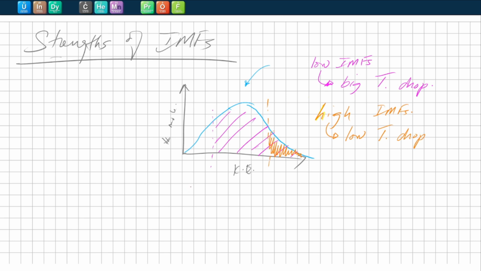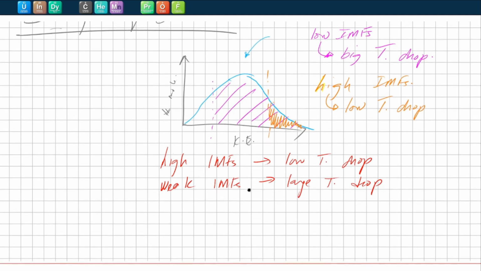All this is to say, to summarize, for molecules as they vaporize, if they have strong intermolecular forces, it'll lead to a low temperature drop as they vaporize, whereas a weak intermolecular forces liquid will result in a large temperature drop. So that's the principle that we're going to use in this week's experiment to study the strength of the intermolecular forces in these molecules.